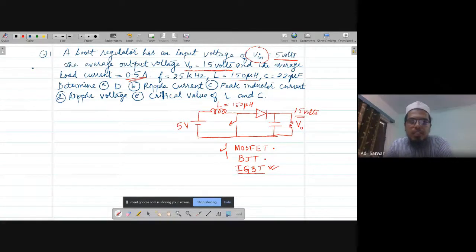And the frequency is 25 kilohertz. What is this frequency? It is basically the frequency of this switch turning on and turning off. Rather, 1 by T is given. It is 25 kilohertz. And L and C are mentioned.